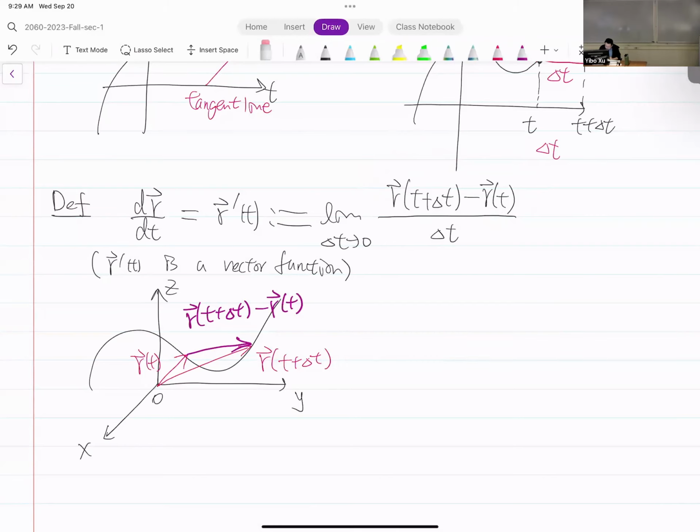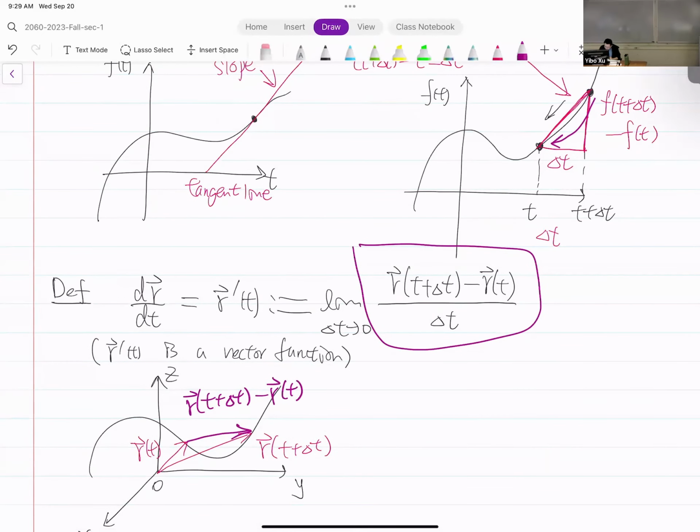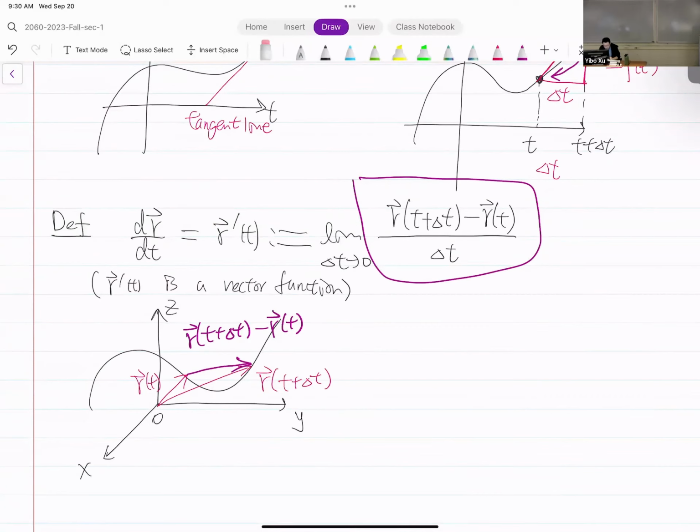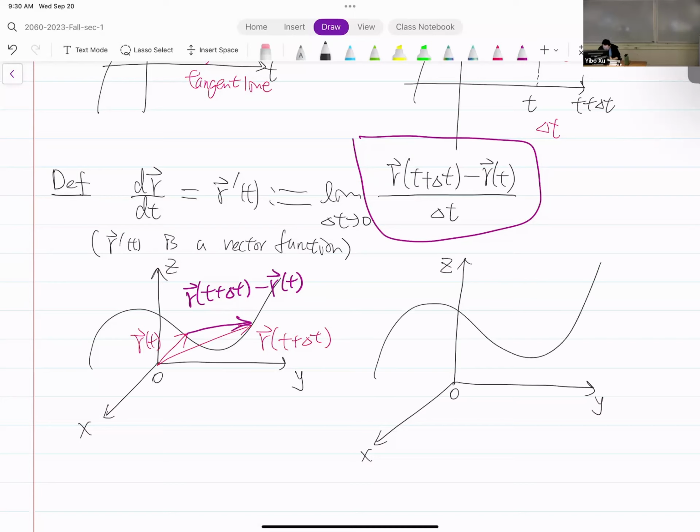So when you're doing this limit, that's going to be really similar to what we have seen, because now we have the line segment right here, and we're pushing these two points closer and closer. Then essentially we're using the secant line to approximate the tangent, right? So if we push delta t to be 0, it's also going to represent the direction that is tangent to our curve. So that's a space curve like this.